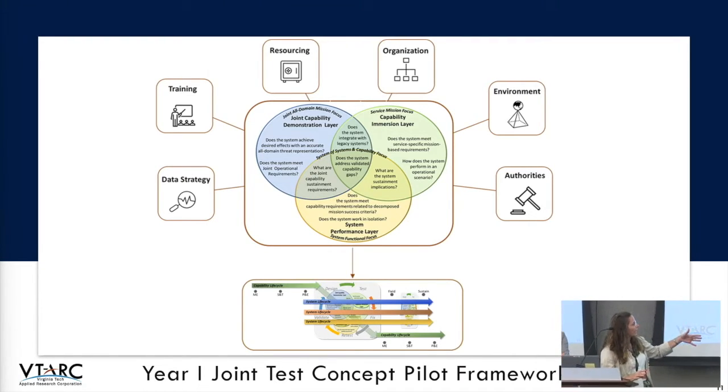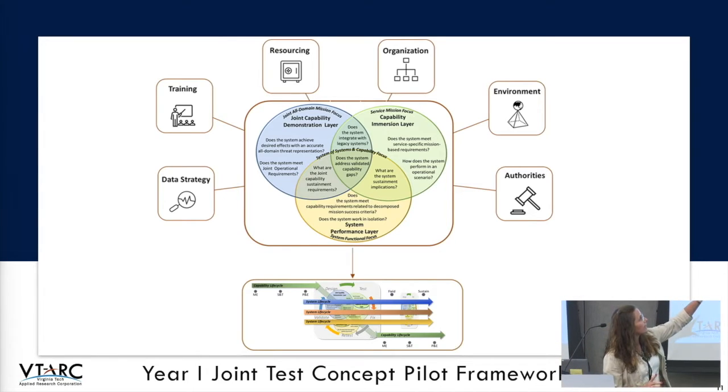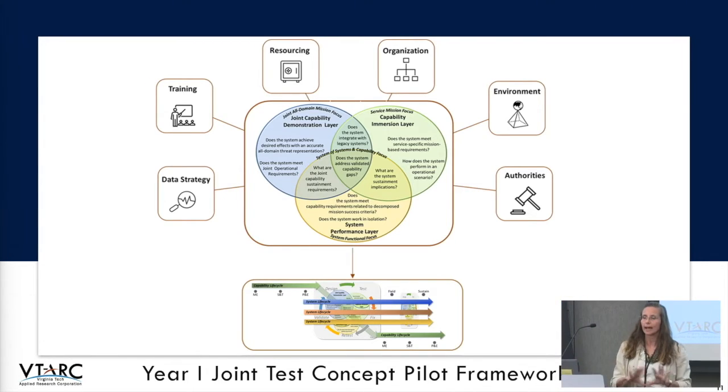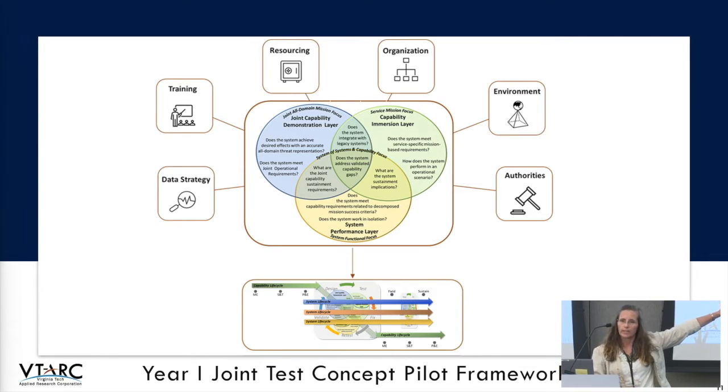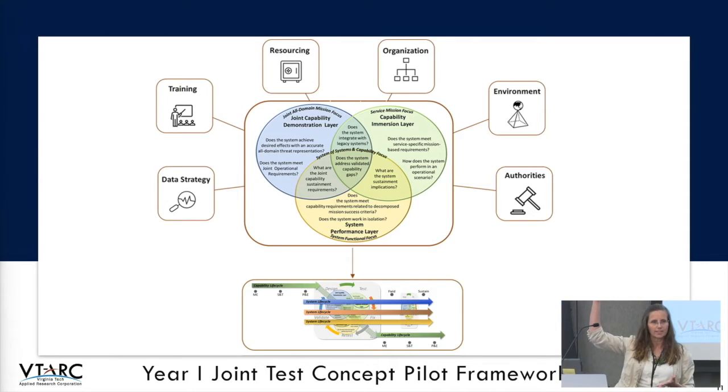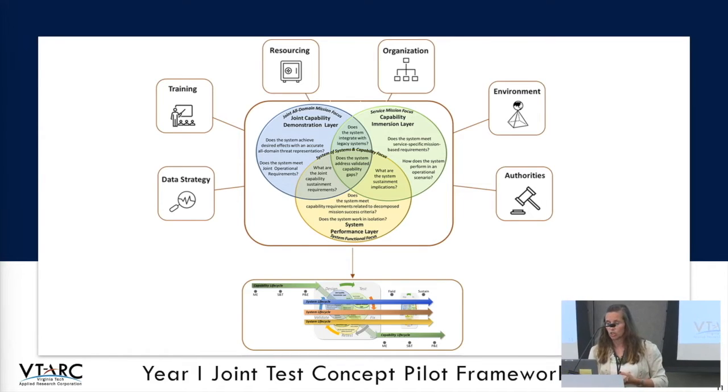Okay, so here's where we end at the end of year one. And you can see at the center there are layers. And you'll notice an absolute lack of the use of developmental testing, contracting testing, operational testing, live fire. None of that is written here. It's implied that it happens, but we're not even thinking in the existing structure right now. And we're looking at the system performance layer, we're looking at the capability immersion layer, and at the joint capability demonstration layer. And if you are a systems engineer, you will start to recognize how this is aligning with the systems engineering hierarchy and also lends itself to mission engineering.